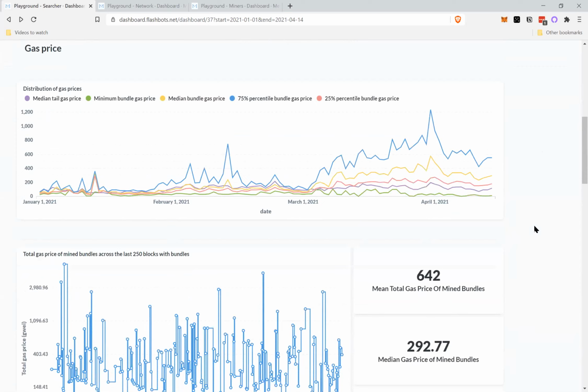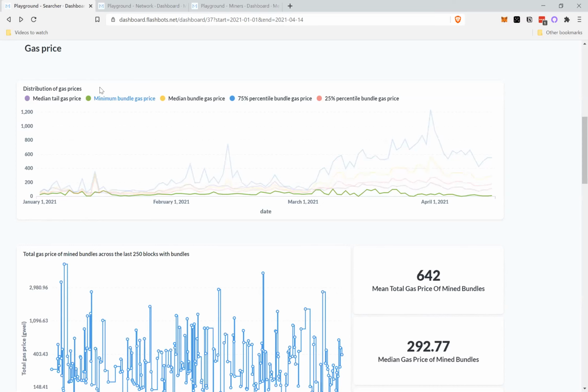I think these graphs are super interesting. We're showing here the distribution of gas prices for the bundles as well as the tail gas price. So as a reminder to everybody, the tail gas price is the gas price of what would have been the last transaction within a block. And when a Flashbots bundle is included in a block, we end up displacing that tail transaction. And we need the bundle to have an effective gas price that is higher than that last transaction in order for it to make sense for the miner to include the bundle in a block.